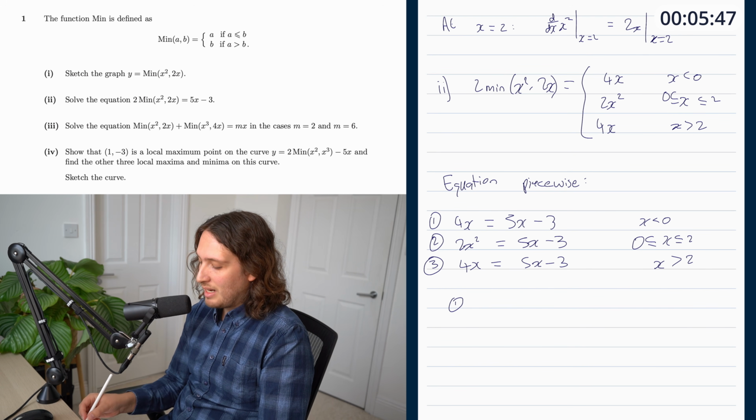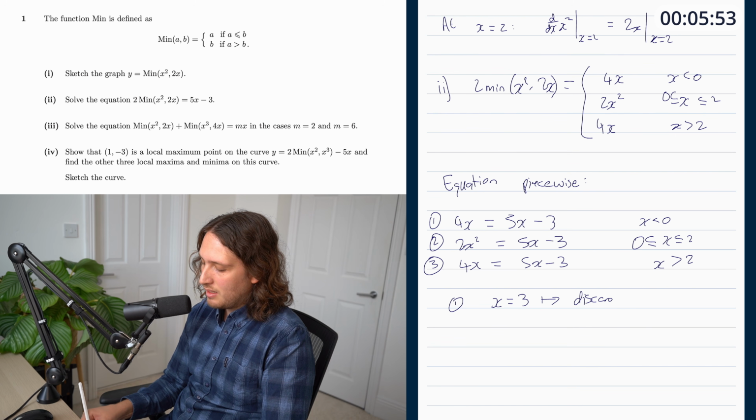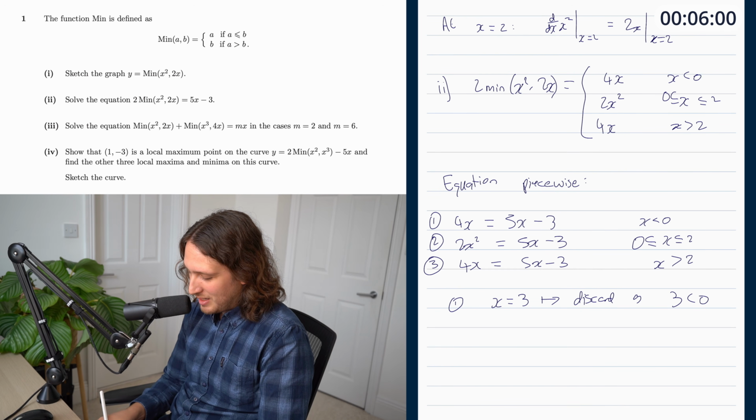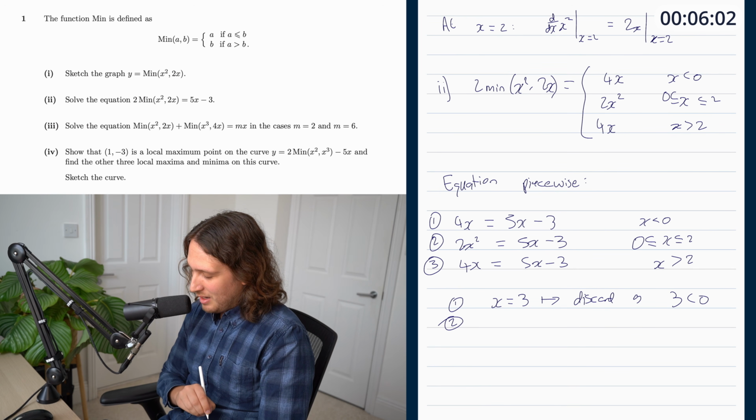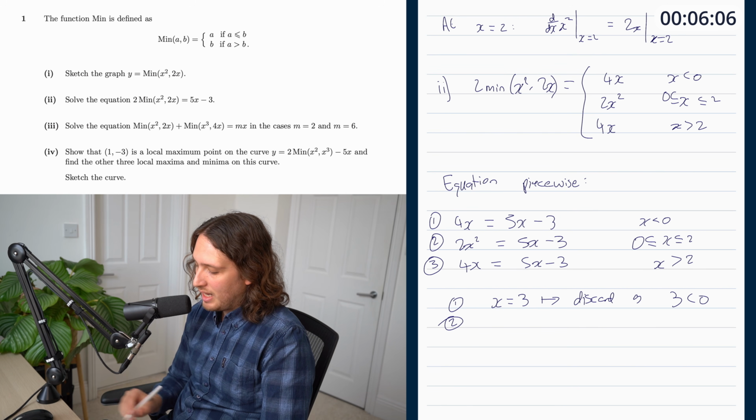So for case 1, that equation's very easy to solve. I get x equals 3, but I discard it as 3 is not less than 0. Because I've taken the equation piecewise, I'm having to discard things that are on the wrong bit of domain, and I've made sure to actually state that so the reader knows I'm checking.